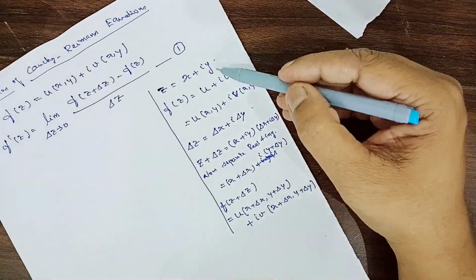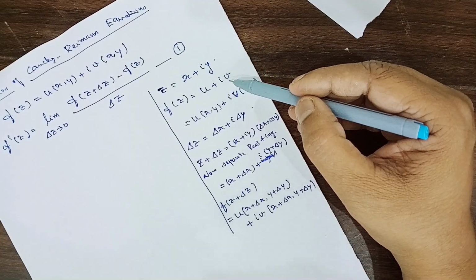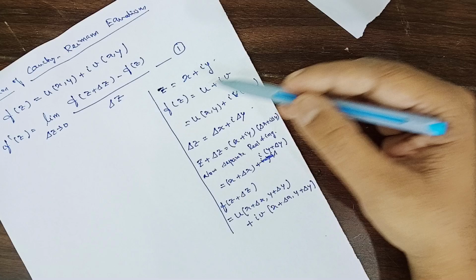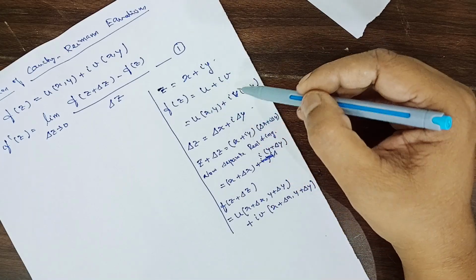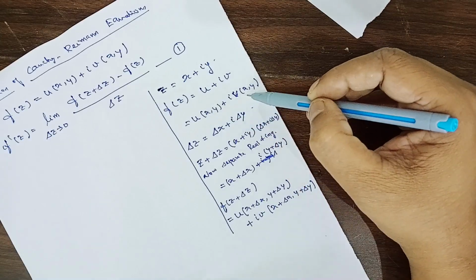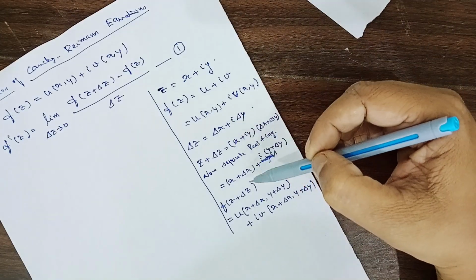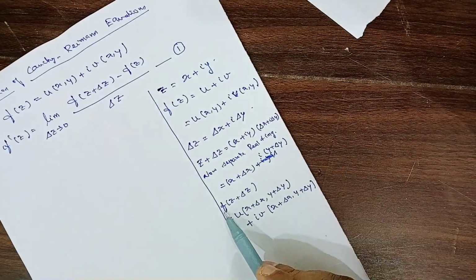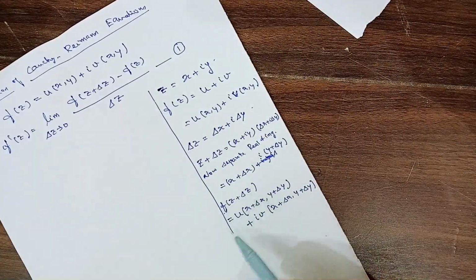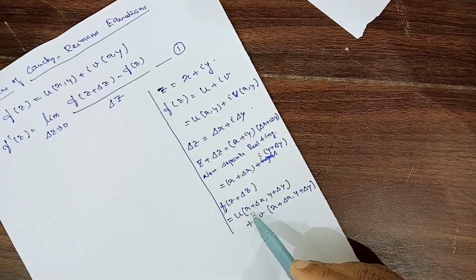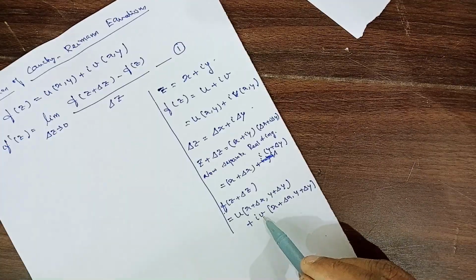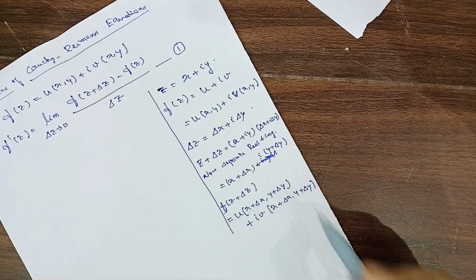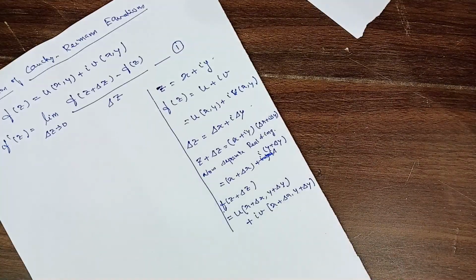So we know x, then we calculate what is delta x. We know f of z is equal to u plus iv, then we make it in terms of x comma y, therefore u of x comma y plus i v of x comma y. Then substituting that value, we get f of z plus delta z equal to u of x plus delta x, y plus delta y plus i v of x plus delta x, y plus delta y. Okay, now substitute these values in equation 1.